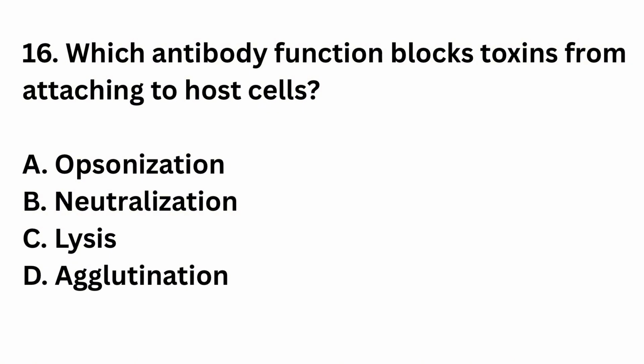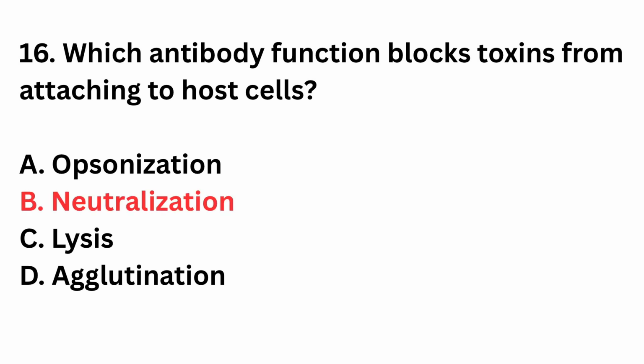Question number 16. Which antibody function blocks toxins from attaching to host cells? Opsonization, neutralization, lysis, agglutination. The right answer is option B, neutralization. Antibodies bind toxins or viruses. This prevents their entry into cells.